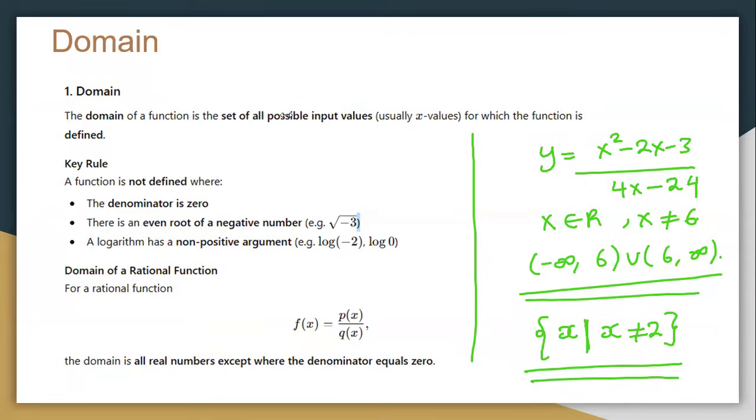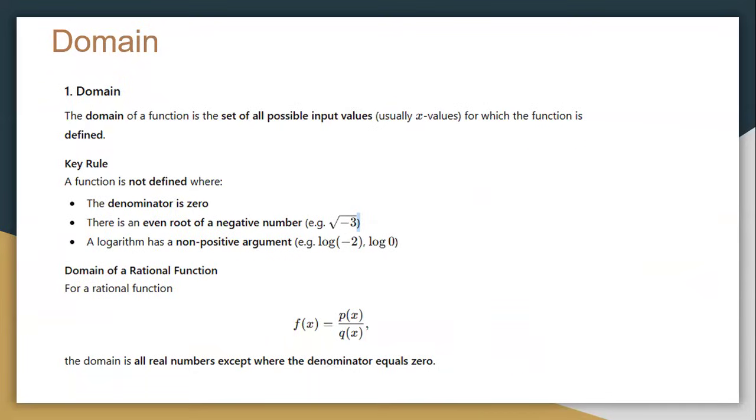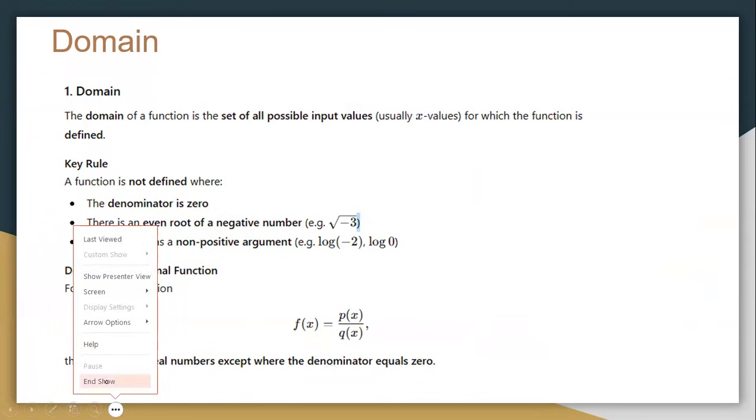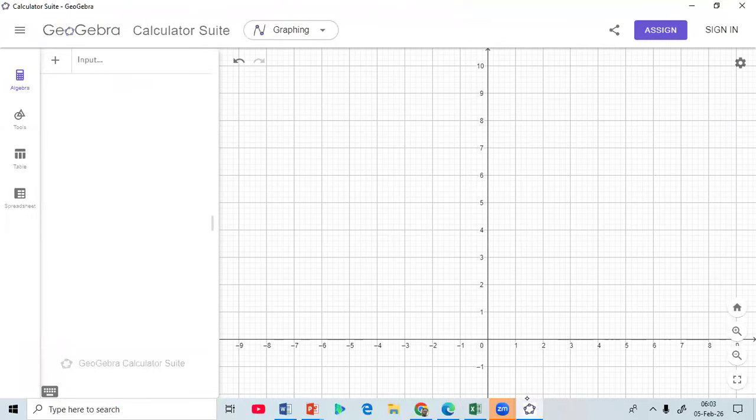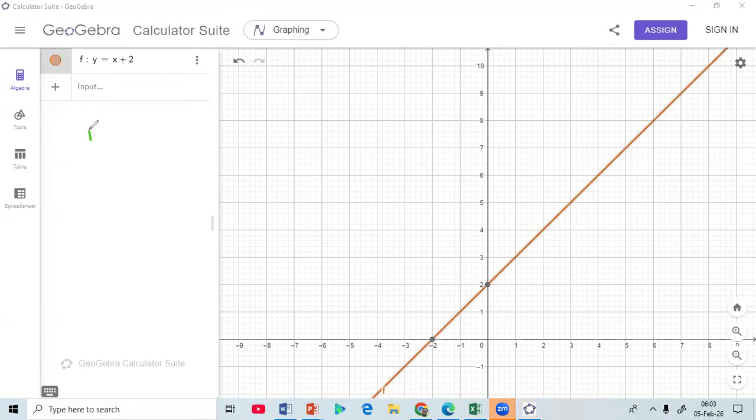Now, we look at the second concept. The second concept is what we call the range. When I come to my graph here, I want to draw a graph. We are going to start with the linear graphs. Let me say I have x plus 2. Now, when we talk about a range, we look at the output, what you get.